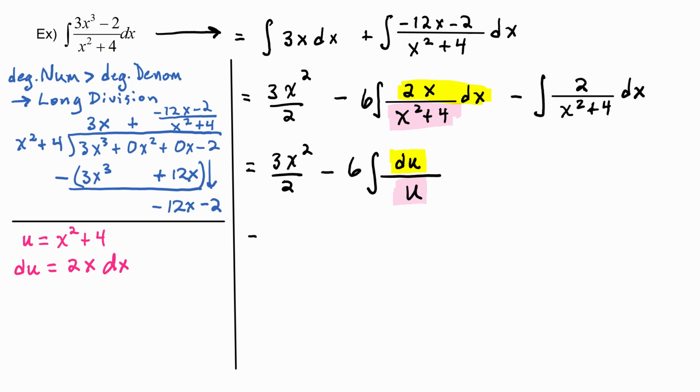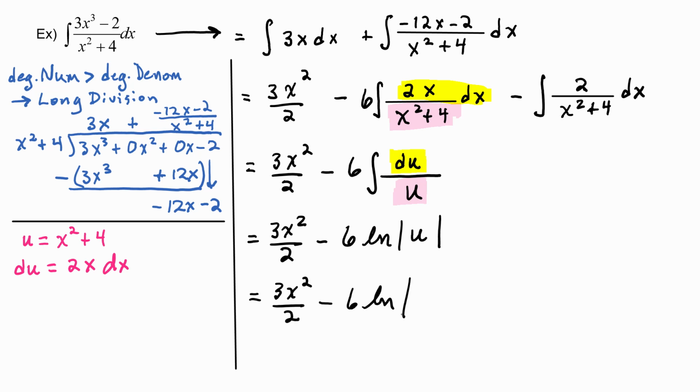So here we would bring down the 3x squared over 2, and then now we get minus 6 times the natural log of the absolute value of u. Again, we would get a plus c from here, but we know we're going to add that on in the end. And we're going to come back and finish this in just a minute. So this is 3x squared over 2 minus 6 natural log absolute value of x squared plus 4.